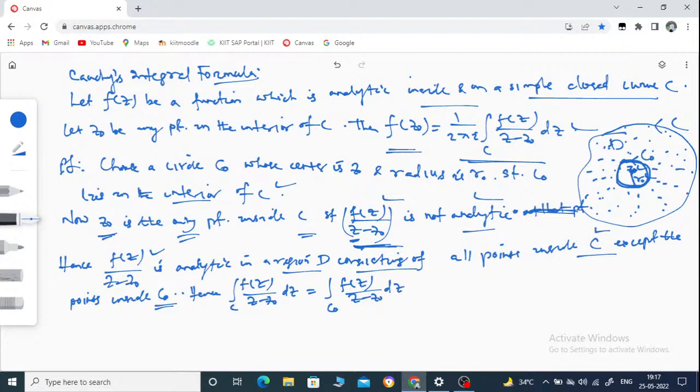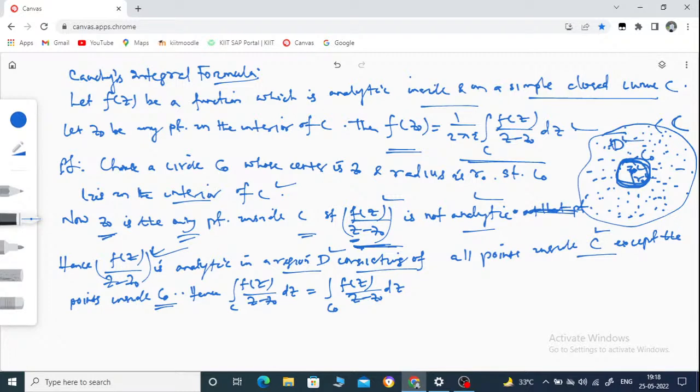Because it is saying that this function, f of z divided by z minus z naught, is analytic in the region D. And what is the region D? I already told you: the points which are inside C but outside of this C naught. So this is my region D, and I am saying it is analytic there.